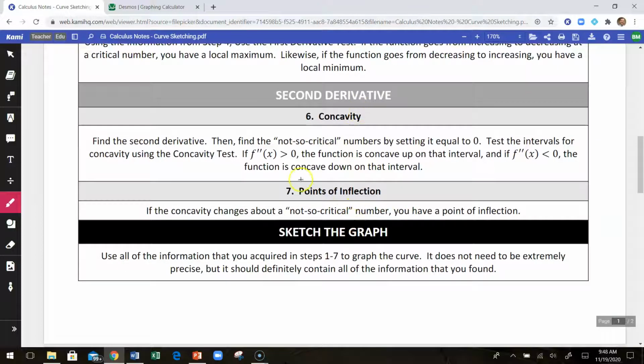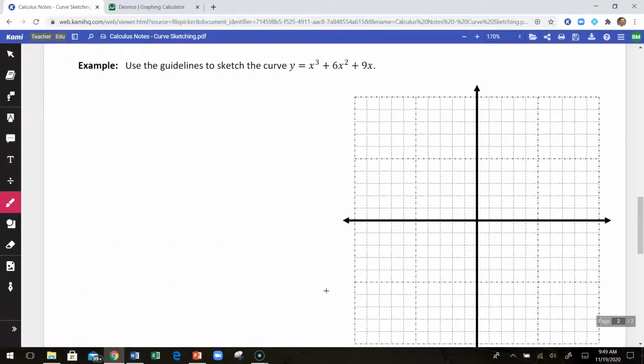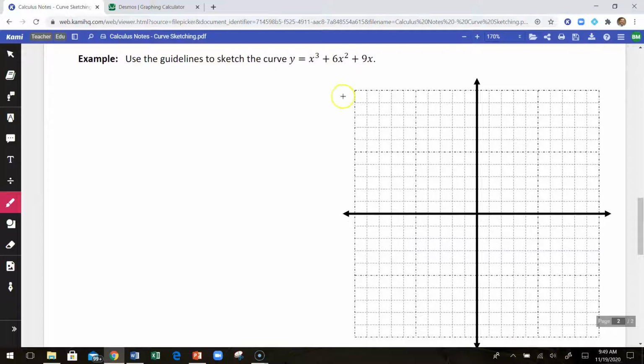After finding all that information, you should have a lot of information about the graph that can help guide you to getting a very accurate depiction of that graph. So I'm going to look at the function y equals x cubed plus 6x squared plus 9x. This is a polynomial, but I'm going to go ahead and find all that information, and then I'm going to sketch the graph.